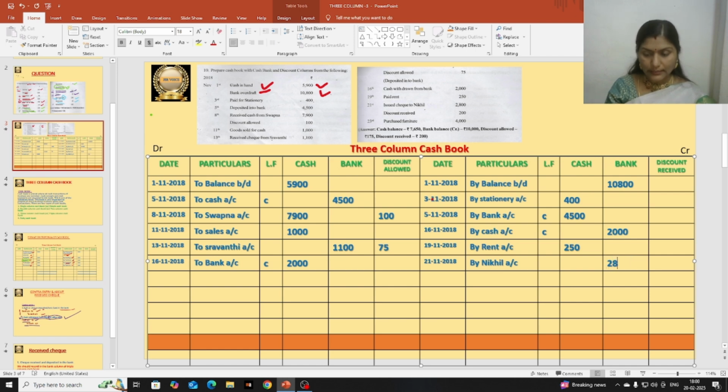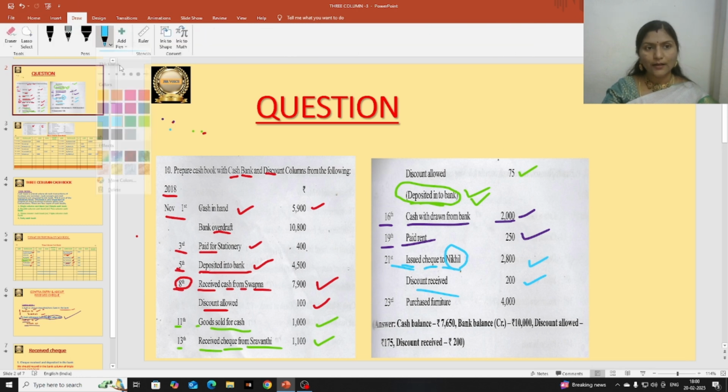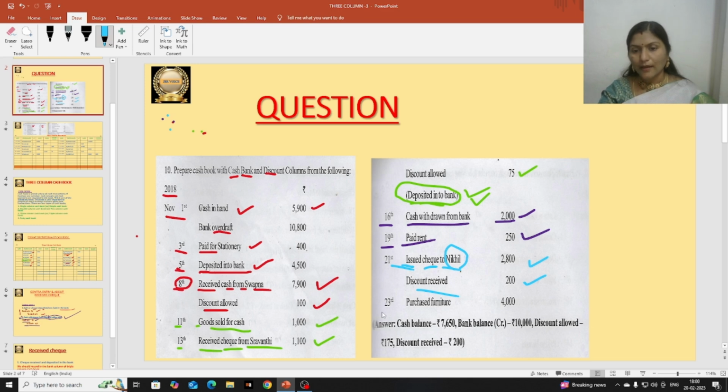Let us record in the bank column 2800. And what is the discount received? Discount received is 200. So both we recorded here. This is how we record in the 3-column cash book. Let us go and discuss the next transaction. And our next transaction is what here? Our next transaction has taken place on 23rd November 2018. Purchased furniture. So business is purchasing furniture, 4,000 rupees. If business purchases furniture, it will pay the amount. Okay, 4,000 rupees is going out of the business. If cash goes out, where will we record that?